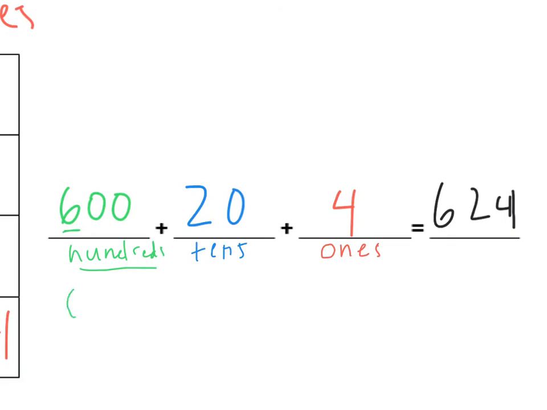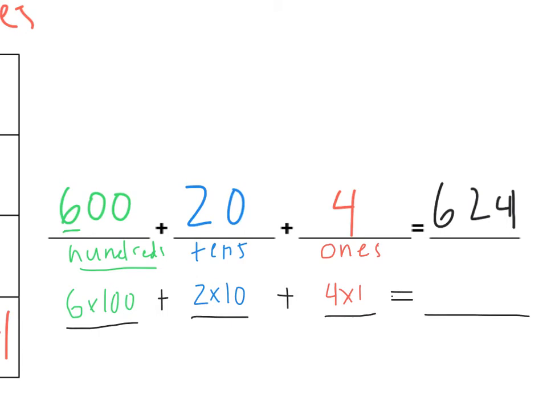So 600 is the same thing as 6 times 100. 20 is the same thing as 2 times 10. It's 2 tens. And 4 is the same thing as 4 times 1. It's 4 ones. So our new expanded form with these multiplication bits added looks like this. 6 times 100 plus 2 times 10 plus 4 times 1 is the same thing as 624. 6 hundreds, 2 tens, 4 ones.